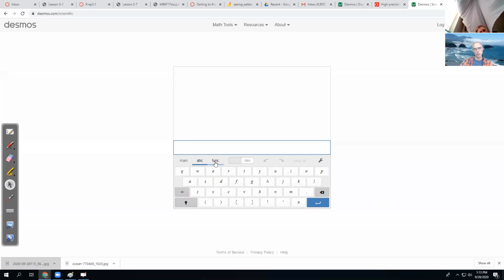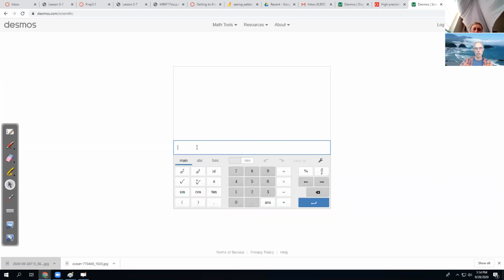I have a full ABC screen, so I have some other buttons that might be on your Casio here. Okay, so to do this one, I would type my 4 first. Then I have to find the button that gives me any power I want. And this one gives me a to the power b. On some calculators, it's y to the power x or x to the power y.